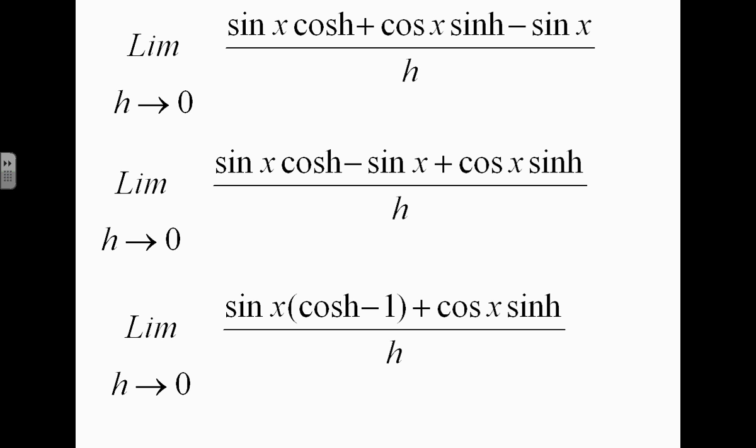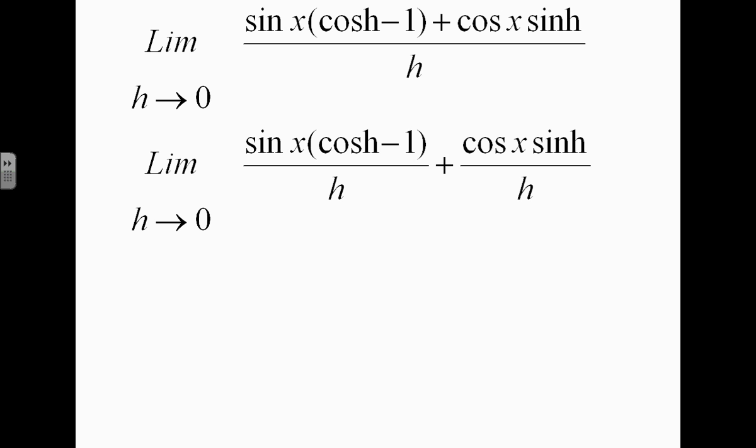Does anybody see anything similar to the big 4 that you see right now in this expression? Cosine of h minus 1 over h. Anything else? Yeah, sine of h over h. If you look at that one in two terms, remember that long division bar means you can divide each of them by h.